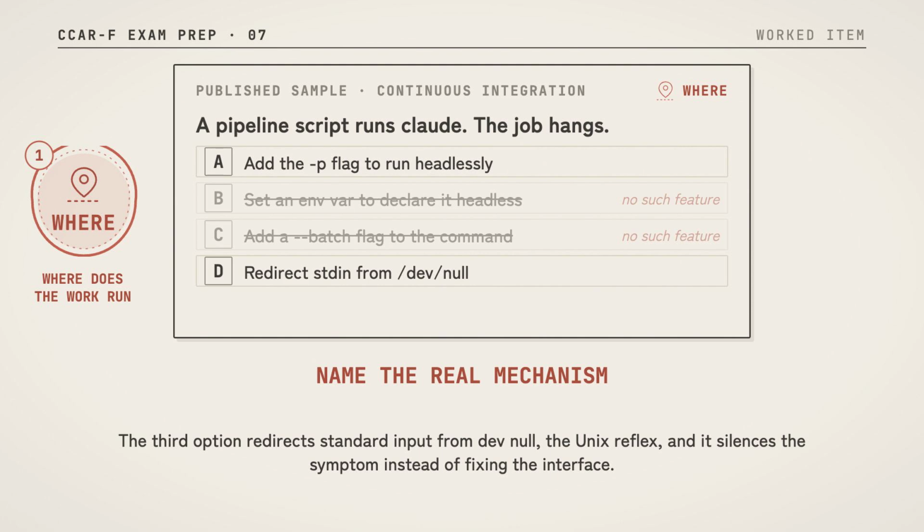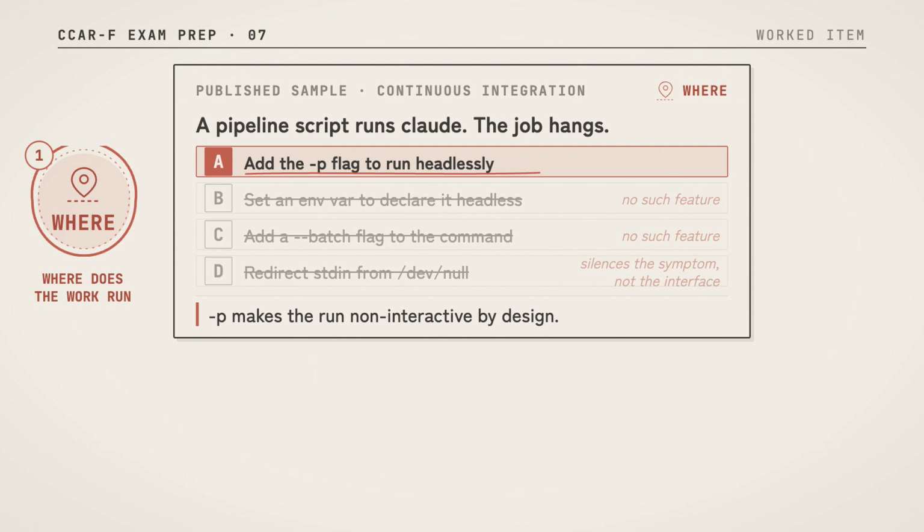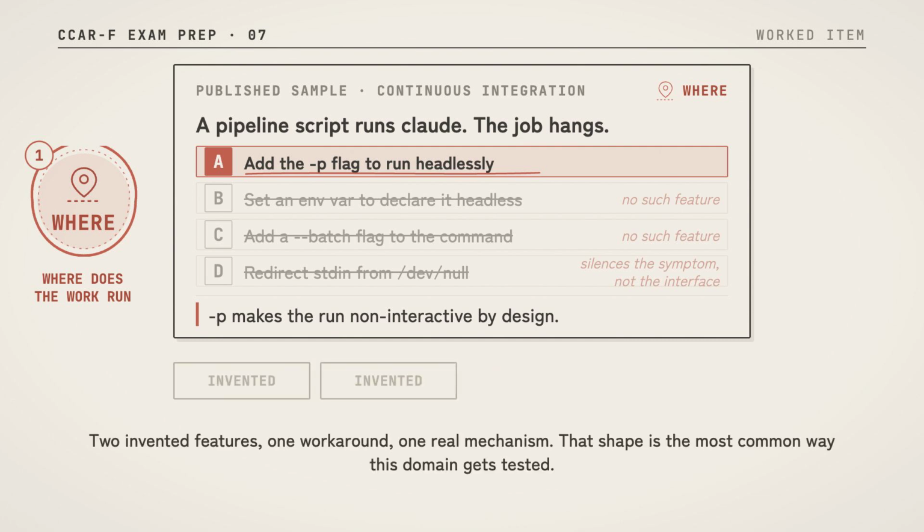The third option redirects standard input from dev null, the Unix reflex, and it silences the symptom instead of fixing the interface. The answer is the print flag, add -p, and the run is non-interactive by design, which is precisely what the pipeline needed. Two invented features, one workaround, one real mechanism. That shape is the most common way this domain gets tested.